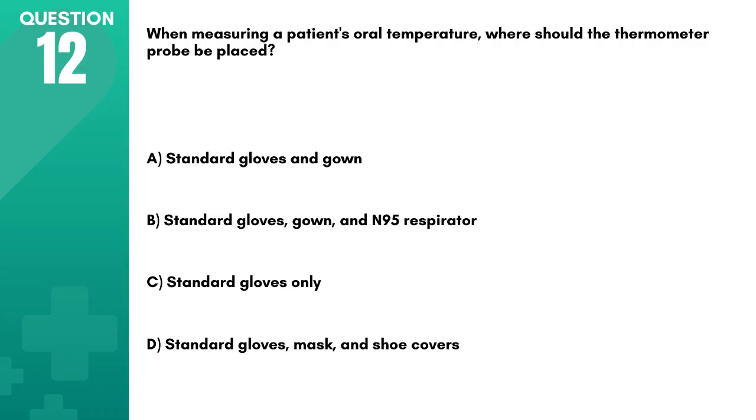Question 12. When measuring a patient's oral temperature, where should the thermometer probe be placed? A. Under the patient's tongue, toward the side of the mouth. B. Directly under the center of the tongue. C. Between the cheek and gums. D. On top of the tongue.